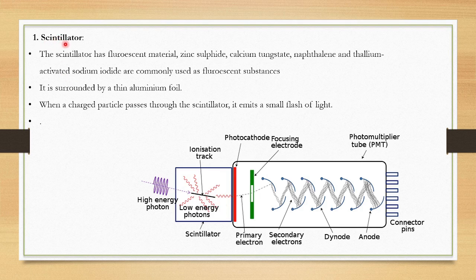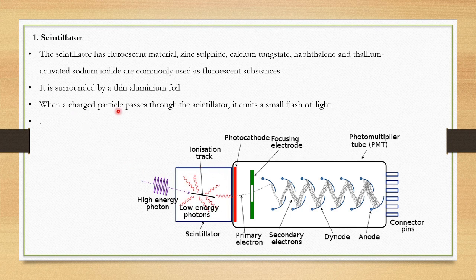Now what is its function? The scintillator has a fluorescent material here. Zinc sulfide, calcium tungstate, naphthalene, or thallium activated sodium iodide are commonly used as a fluorescent substance. Any one of these is used as the fluorescent substance. And it is surrounded by a thin aluminum foil.